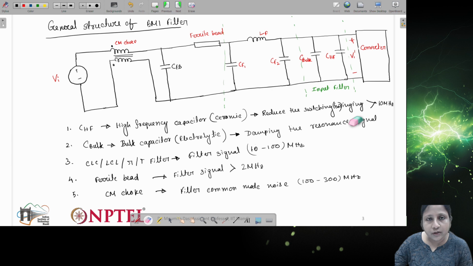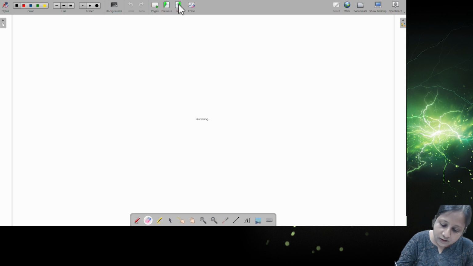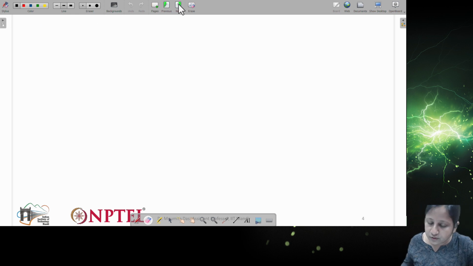All these components we can connect, that is not a problem, that will help us to improve the system performance, but it will increase the cost and size of the converter. So we have to optimize the size also. That is why we have to choose the filter which is very much important for the converter, right? Now in order to design that, we know what are the different filter components and what method we need to follow.